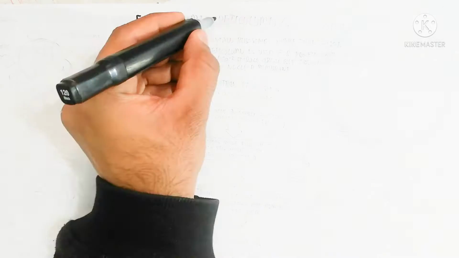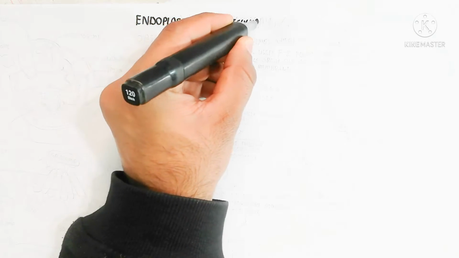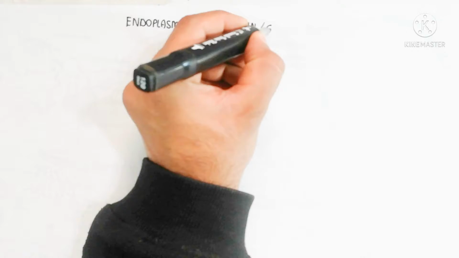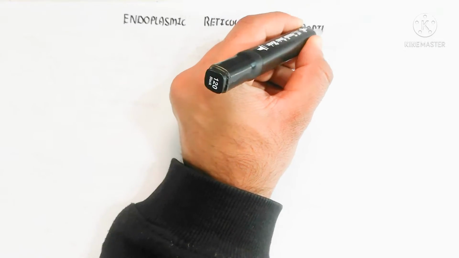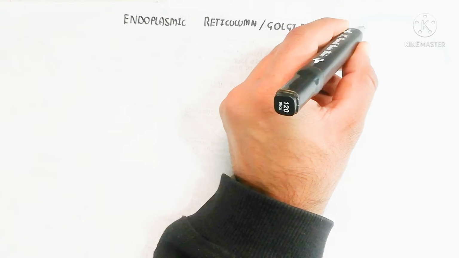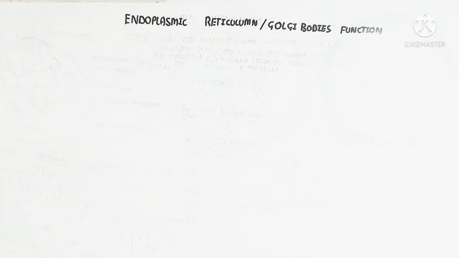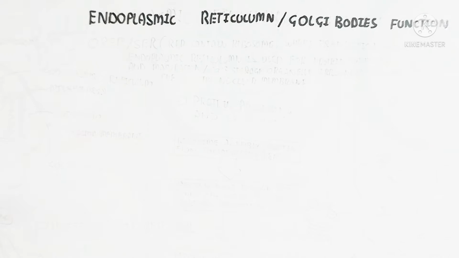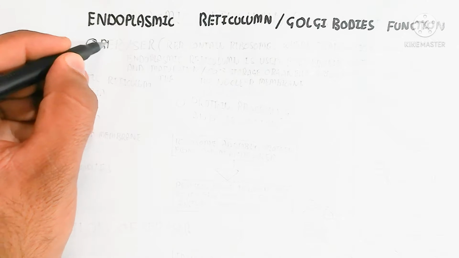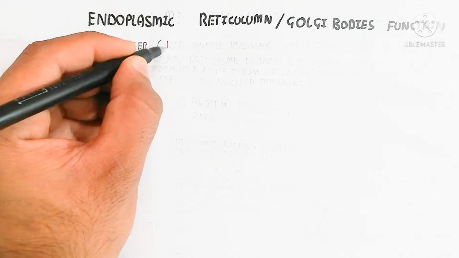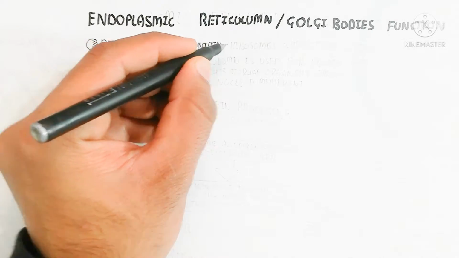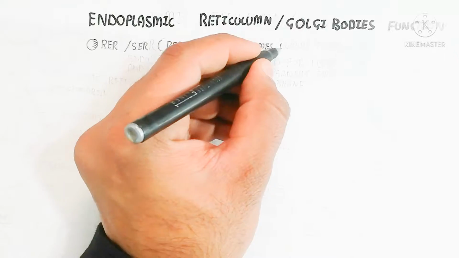Hello, in this video we will discuss the endoplasmic reticulum and the Golgi body's function, and we will discuss their relationship. The endoplasmic reticulum and Golgi bodies are double membrane organelles, and they are major organelles in the cell, like the mitochondria.